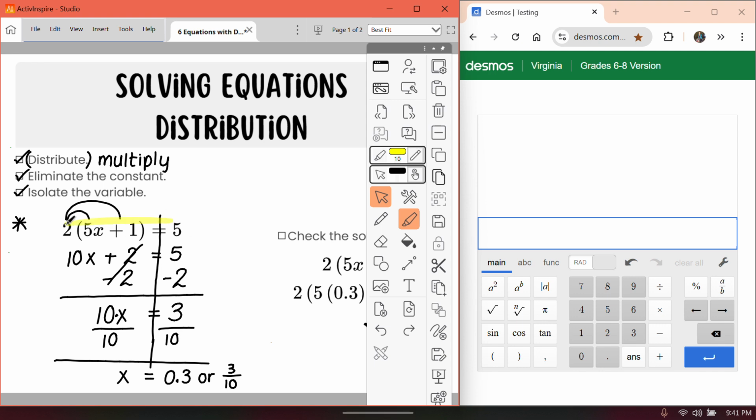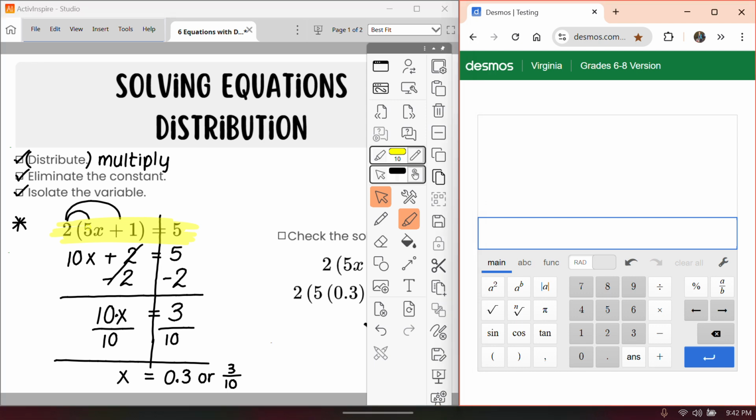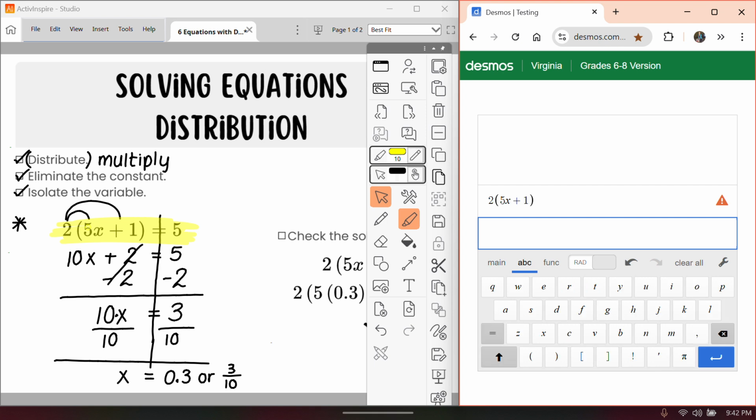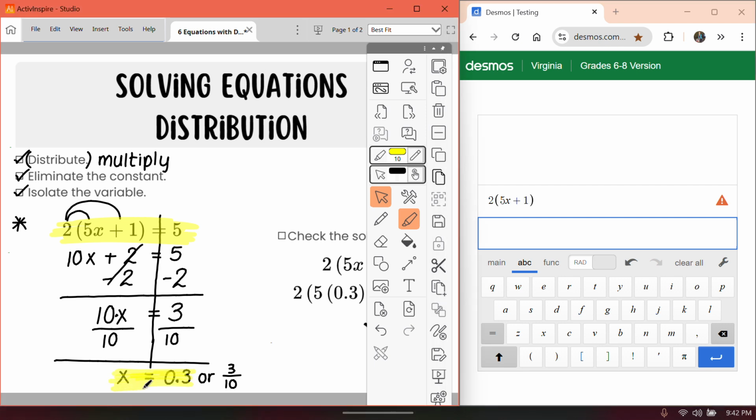I'm going to highlight it here in yellow. Okay. I'm going to take the side that I put that star by, the left side, the side with the variable, and I'm going to type that into Desmos exactly the way that I see it. 2 parentheses 5x plus 1 parentheses. And I'm not going to put the equals 5. I'm going to let Desmos tell me what that equals after I tell it what I got as my answer down here at the bottom.